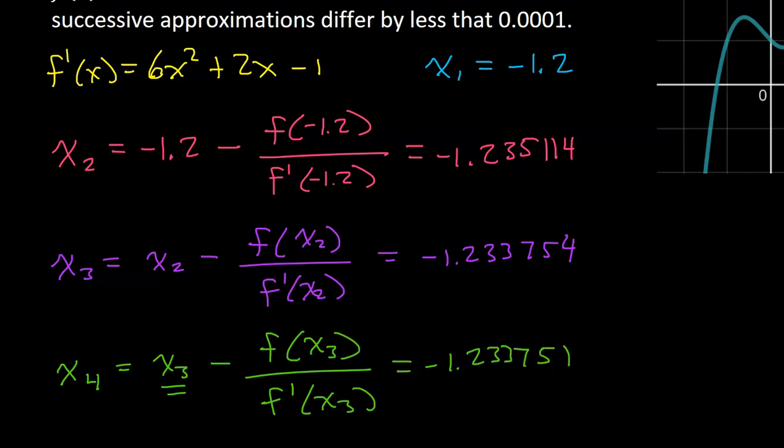Now remember when we said we would stop? When successive approximations differ by less than 0.0001. In other words, we can stop when we get two values in a row that have the same 4 decimal places. So that means we're done, and this is our final approximation.